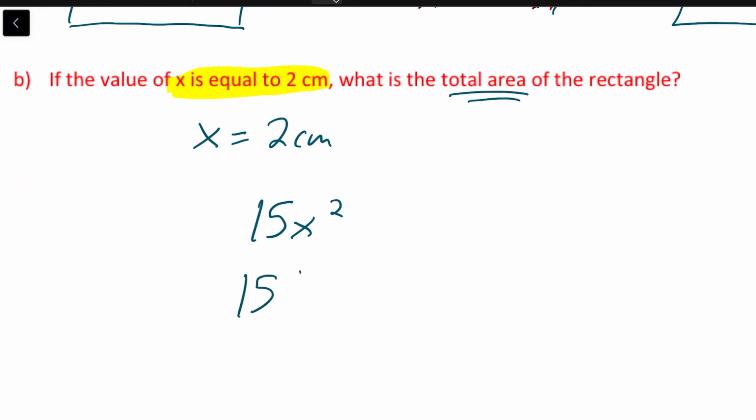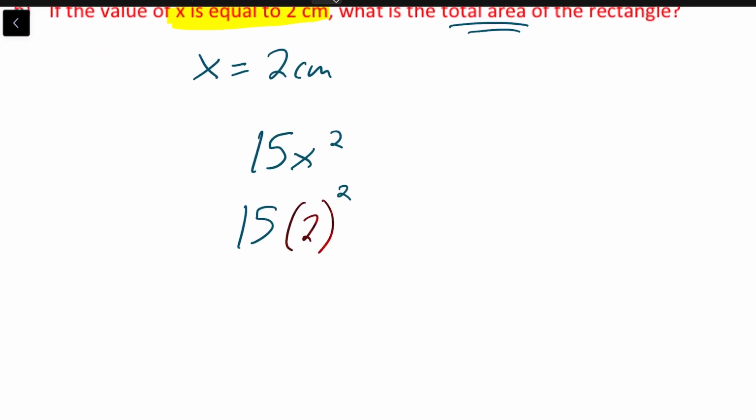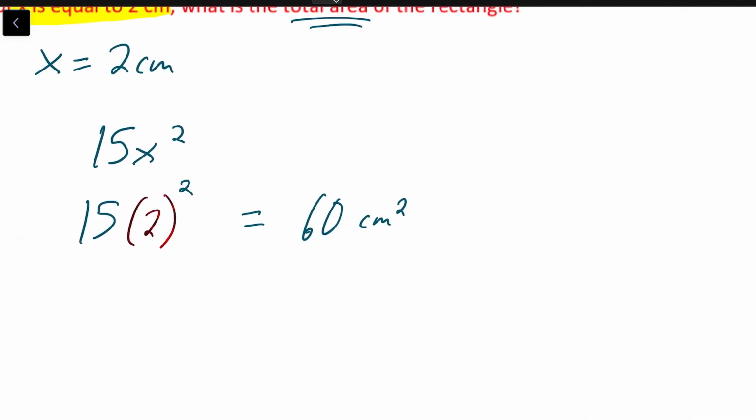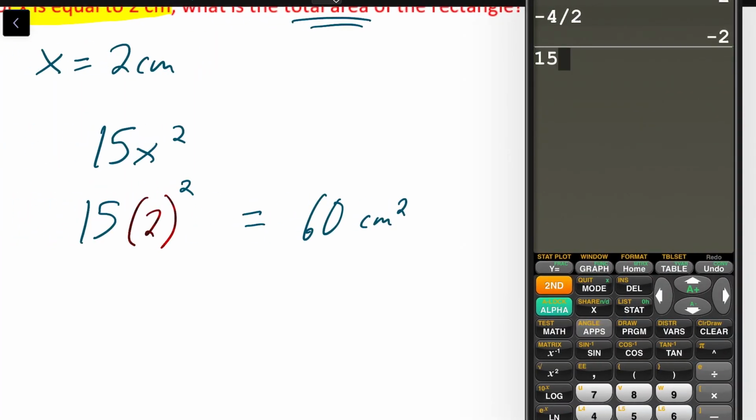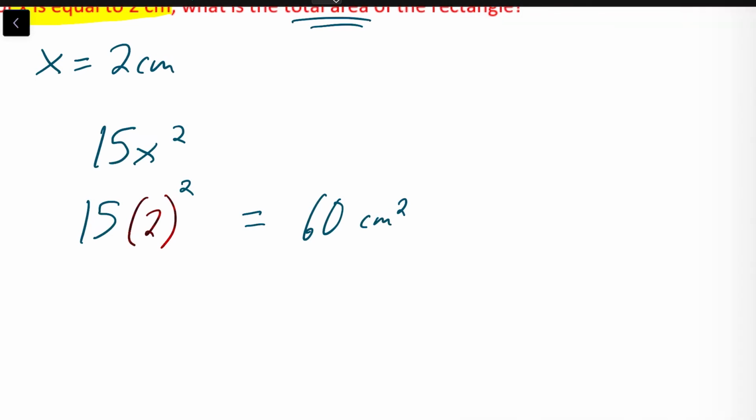So 15 times, and I substitute always with brackets, 2 squared, all right, 2 squared is 4. 4 times 15 is 60 centimeters squared. Okay, you can double check in your calculator as well. You have 15 bracket 2 exponent 2, I get 60. All right, and that would be your final answer. Don't forget to square your units as well. Surface area, you need that squared.